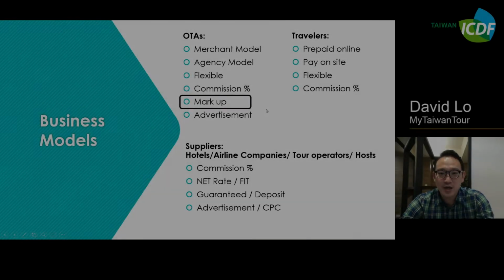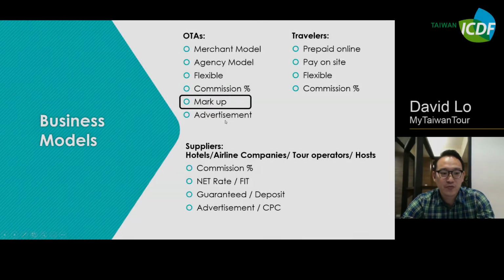Okay, welcome back, everyone. Before we take the break, we talked about the business model for payments for travelers, they want to settle, and how they are going to do it with flexible payment methods. But for OTAs, there are different business models, not just the commission, but also the markup. So I'm going to explain what markup is.